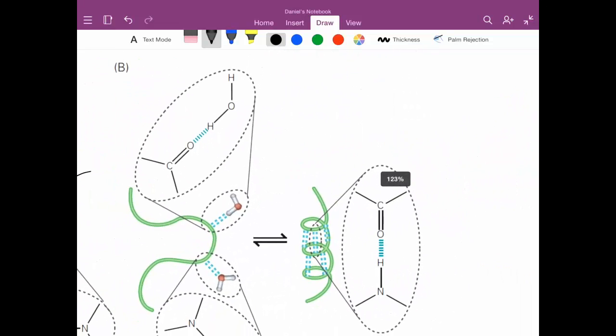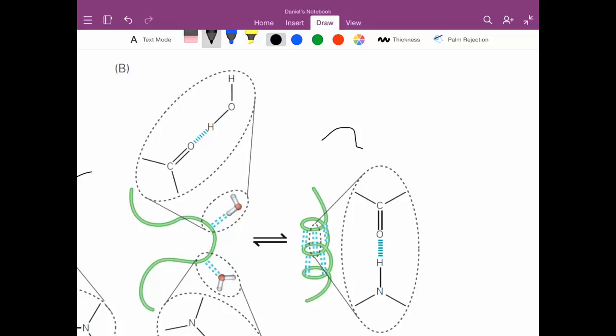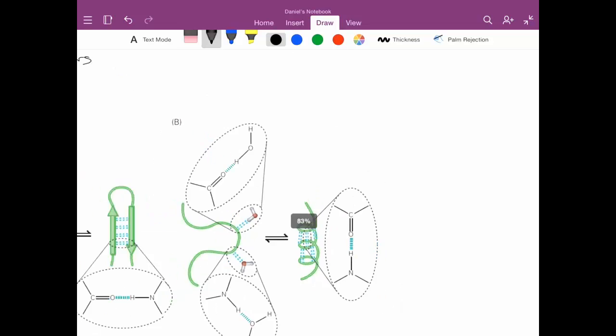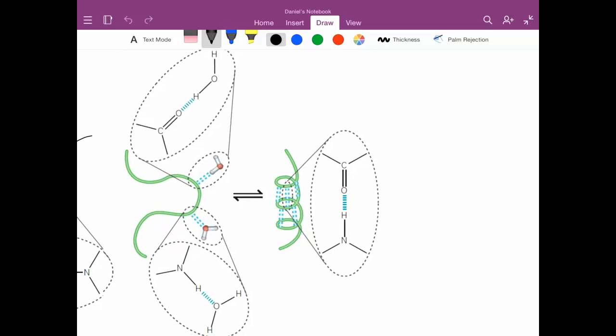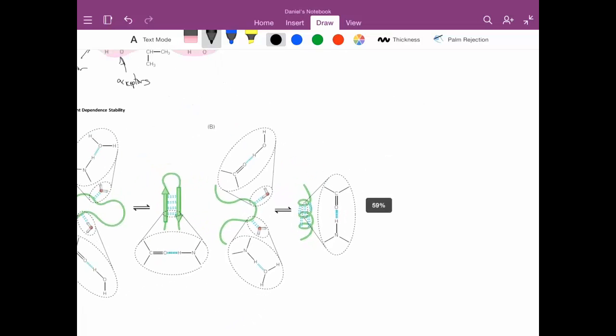Another way you can satisfy hydrogen bonding requirements for the backbone is to form an alpha helix. So once again, we have the random coil here on the left, and then on the right we have the alpha helix, which forms internal hydrogen bonding. That differs from the beta sheet because it does not require more than one peptide strand. So you can form a stable secondary structure with only one peptide strand.